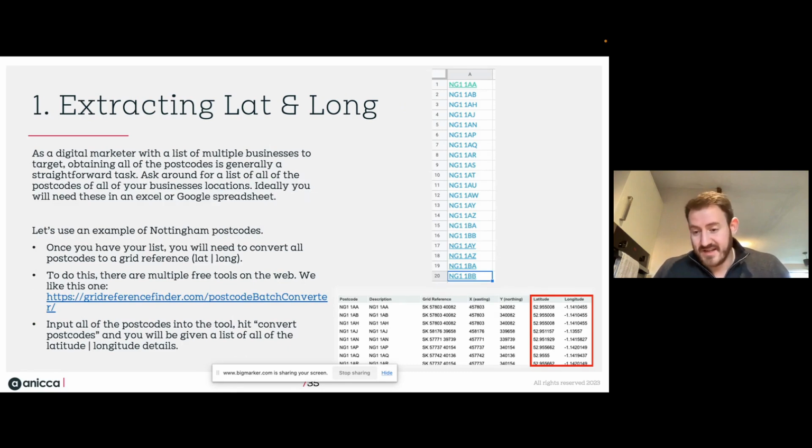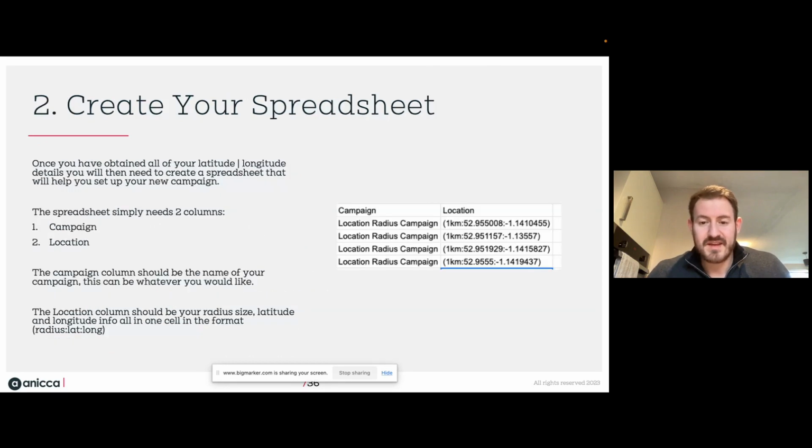And you'll be given a list, as you can see in the bottom right there on the slide, of all of the latitude and longitude details. Fantastic. That's step one sorted. You've got all of that latitude and longitude information.